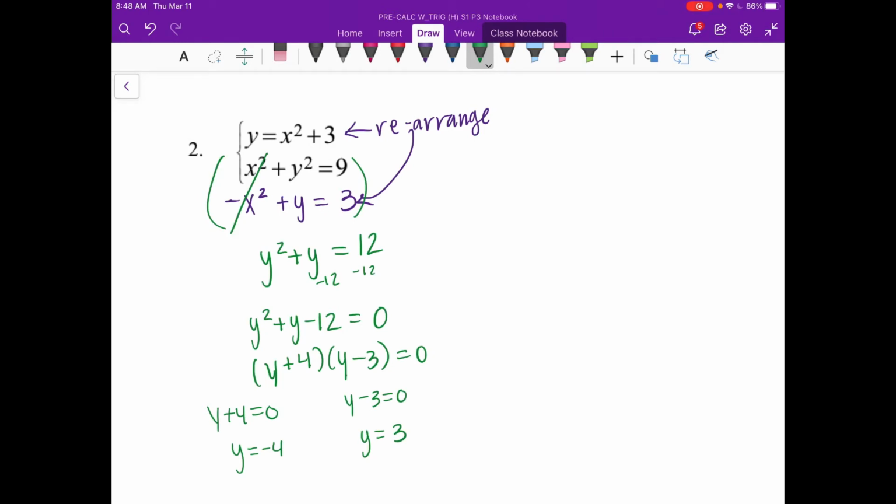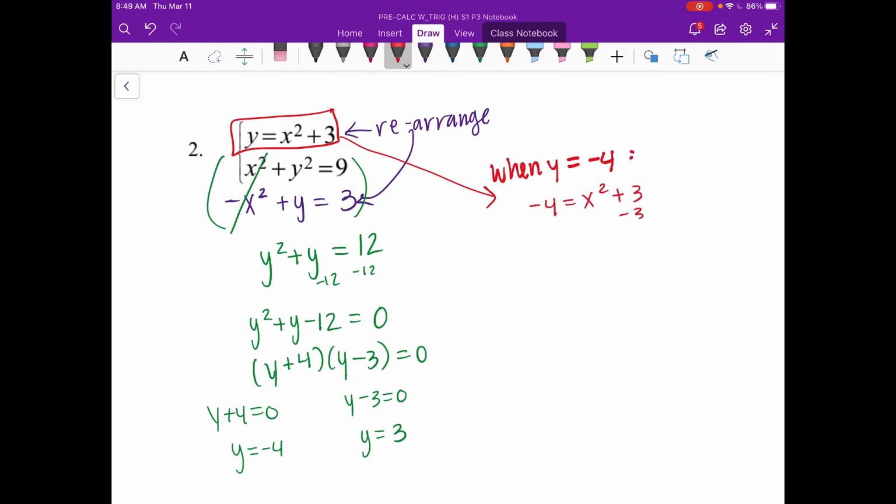And we are checking to see what the x value is. We're kind of going backwards this time. So when y equals negative 4, I'm going to go ahead and just substitute that into the first equation. So when y equals negative 4, I have negative 4 equals x squared plus 3. Subtract the 3 over, and I get negative 7 equals x squared. Well, what happens when I take the square root of a negative? I'm going to get an imaginary number. Oh, that's not 7i. It's going to be an imaginary number, so square root of 7 times i.